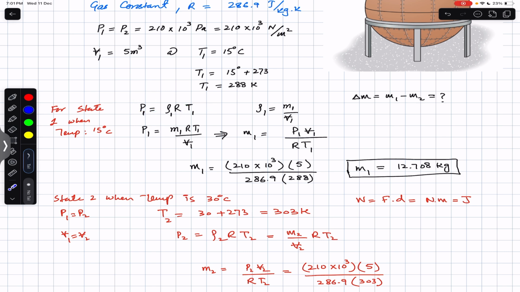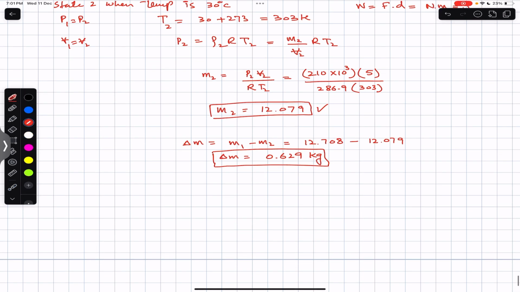So P1 is directly related to T1. If we increase the temperature of the tank, the pressure will increase. But if we want to keep the same pressure, we need to reduce the mass. Because in this equation, P is equal to M1 divided by V1, R into T1. This is equal to, let's say, M divided by V, R into T. This is the generic equation. So if the temperature increases, then the pressure increases. But we want to keep the pressure the same for the same volume.